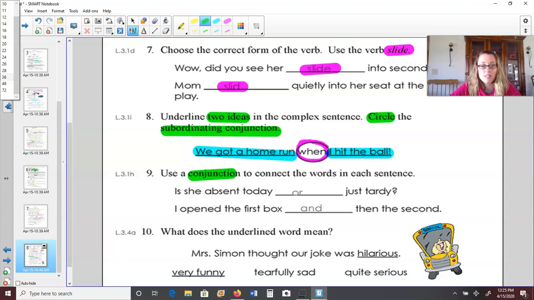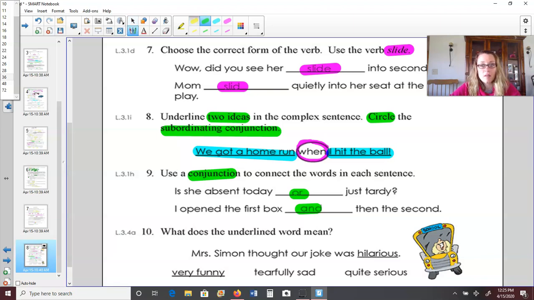Okay, number 9, using a conjunction to connect words in the sentence. Is she absent today? Blank, just tardy. Remember, tardy means to be late. So we would say or. Is she absent today or just tardy? I opened the first box, blank the second. So I opened the first box and then the second. So we want to join those 2 parts together. Both are happening, so we use and.